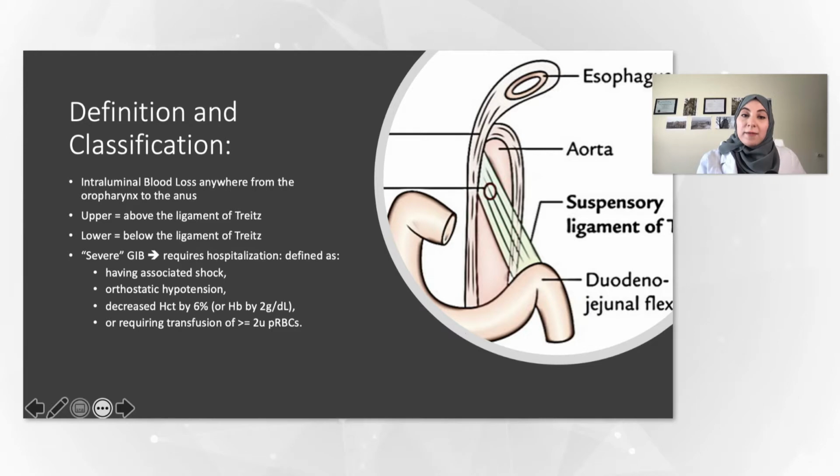What's a severe GI bleed? That's an important definition. Severe GI bleed means that it requires hospitalization, or in other words, it is having associated shock, associated orthostatic hypotension, or that it decreases hematocrit by 6% or hemoglobin by 2%, or that the patient required transfusion of more than 2 packed RBCs.